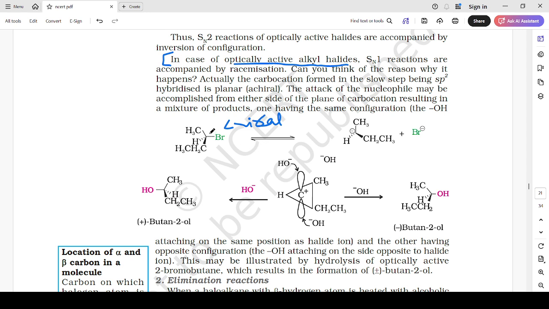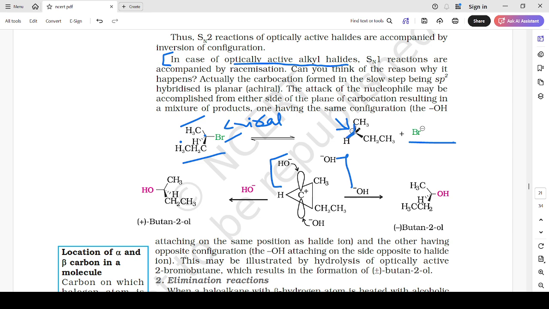So look at this carbon. This carbon is surrounded by 4 different groups: methyl, bromide, some propyl is here, hydrogen is here. So it is optically active. In such reactions, what happens? Step number 1, bromide leaves. You created a carbonium ion. Look at this carbonium ion here. What is the hybridization of the carbonium ion here?